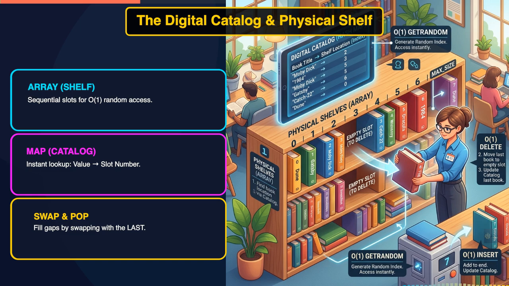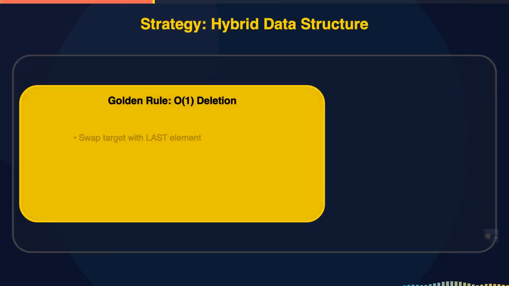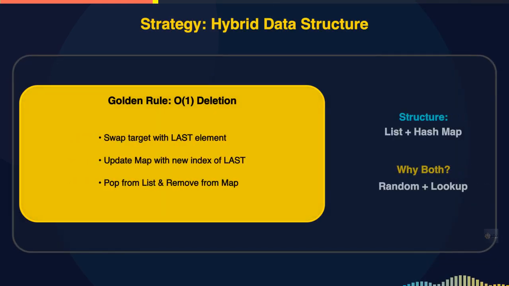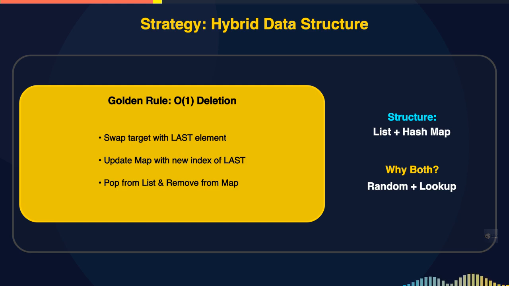But what happens when you remove a book from the middle? It leaves a gap. To keep the shelf compact and avoid shifting everything, we use our golden rule: the swap and pop strategy. Instead of shifting, we take the very last book on the shelf, move it into the gap, and update the catalog with its new location. Then, we simply remove the last slot. This keeps everything in O(1).